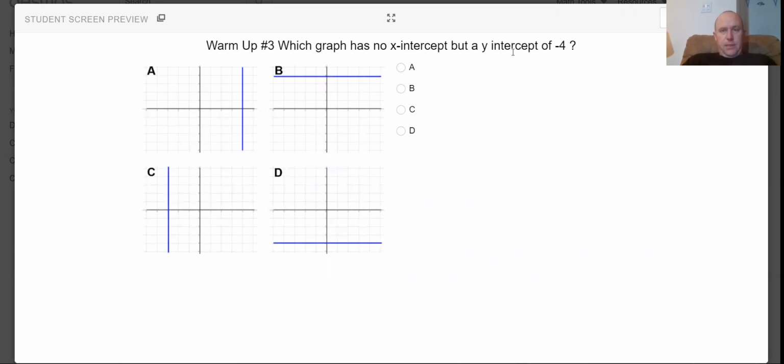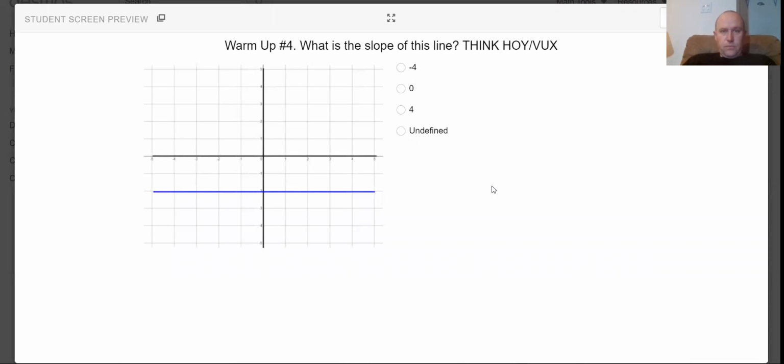Which graph has no x-intercept but a y-intercept of -4? So -4 on the y-axis: -3, -4. It's not this one. -1, -2, -3. Same for this one. Not this one either. And -1, -2, -3, -4. It's not that one. -1, -2, -3, -4. So it certainly looks like D. And you can see that as it's parallel to the x-axis, there is no x-intercept for this question.